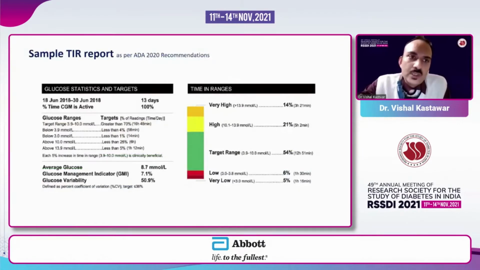This patient has worn the sensor for 13 days, and this is the bar that we obtain for time in range. For this particular patient, the time in target glucose range was a duration of 54%. Time above range level 1 was 21%, and time above range level 2 was 14%. Similarly, time below range level 1 was 6% and time below range level 2 was 5%.